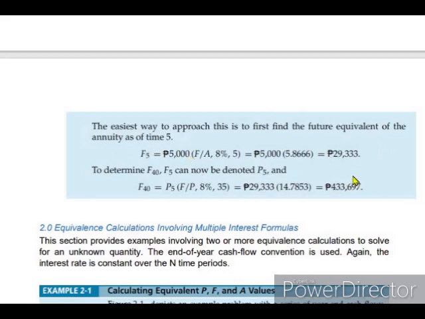Okay? So, ano ba yung future equivalent niya? Ito, same na naman yung formula. Finding F given A, kasi meron kang A. So, 8% tapos 5 years. So, yung future equivalent niya ito, 29,333 pesos.